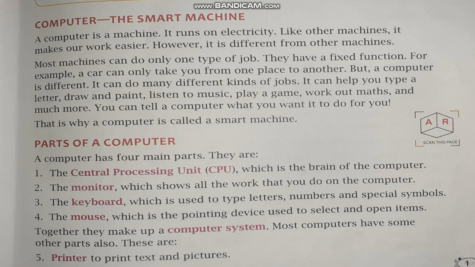Then, the parts of a computer. A computer has four main parts. How many? Four main parts. They are: first, CPU; second, monitor; third, keyboard; and fourth, mouse. Let's see the first one, the central processing unit. It means CPU, which is the brain of the computer.